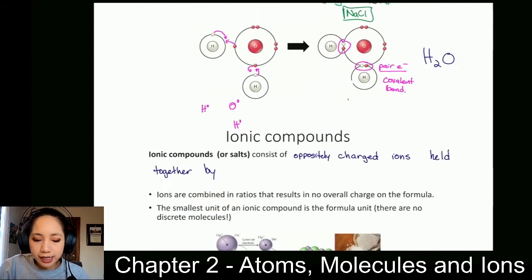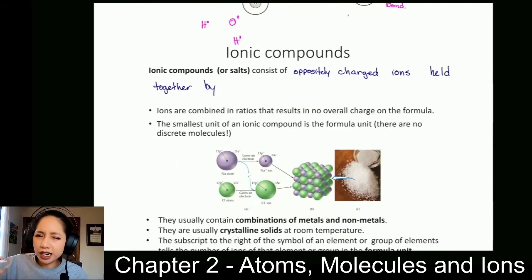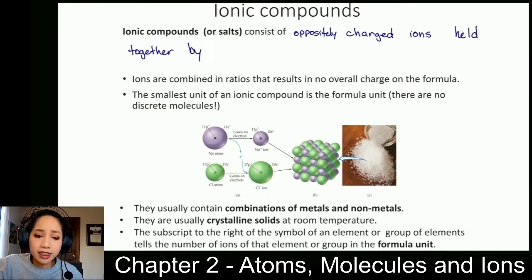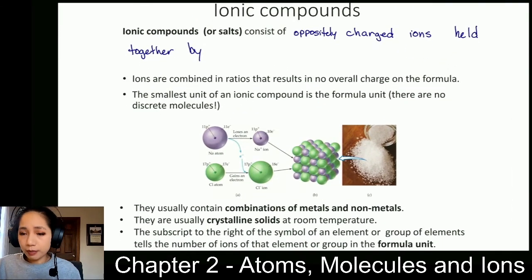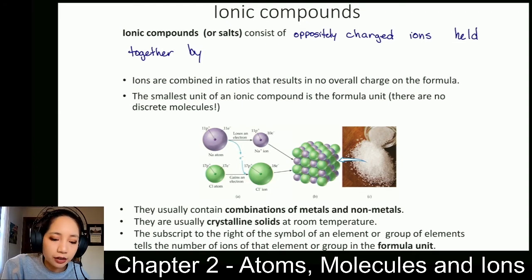Okay, so let's take a deeper look at ionic compounds, review everything we just said, and then talk about naming ionic compounds. So we're talking about ionic compounds, metal and nonmetal. We already said ionic compounds, which we oftentimes call salts, are composed of oppositely charged ions held together by electrostatic interactions.